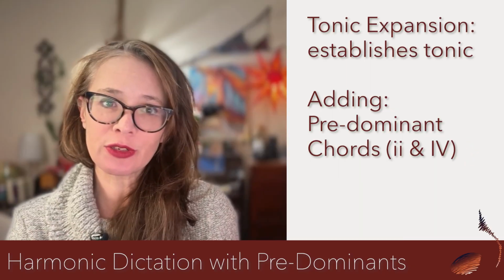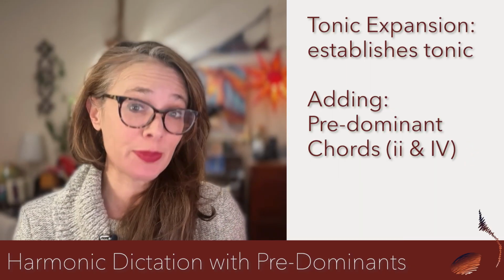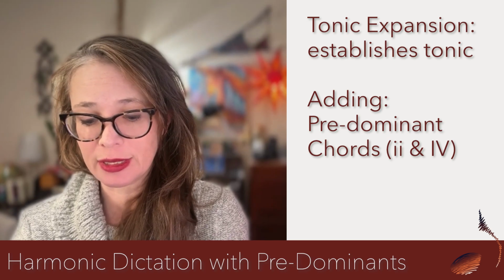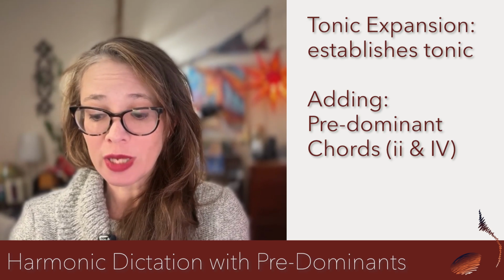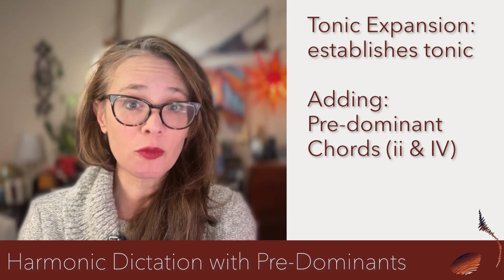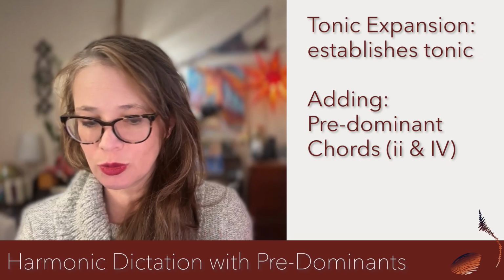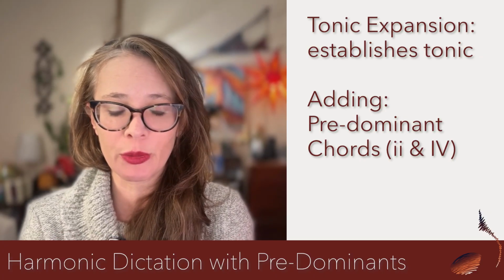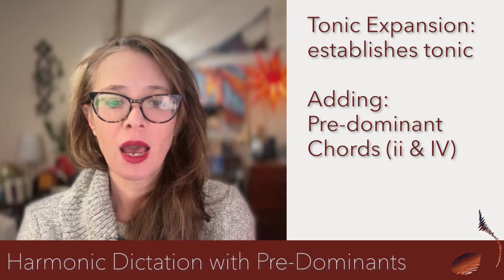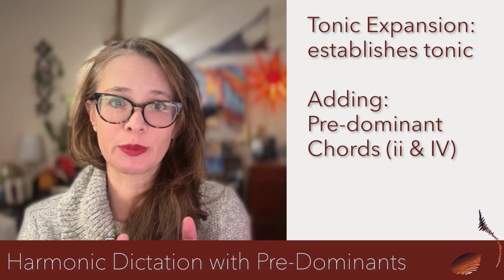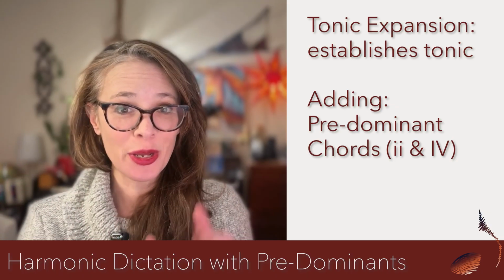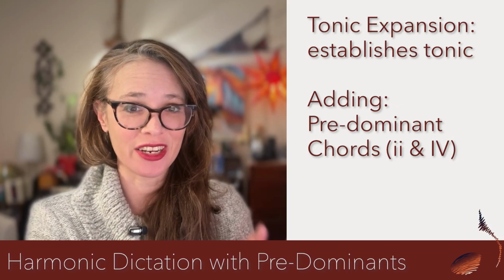In the last two videos, we looked at what we call tonic expansion, or expanding on the tonic, basically 1 and 5 chords. It's setting you up, getting you comfortable with the key. And now we're going to move towards the cadence, and we're going to keep things very simple. So it's going to be tonic expansion, predominant, dominant, tonic.